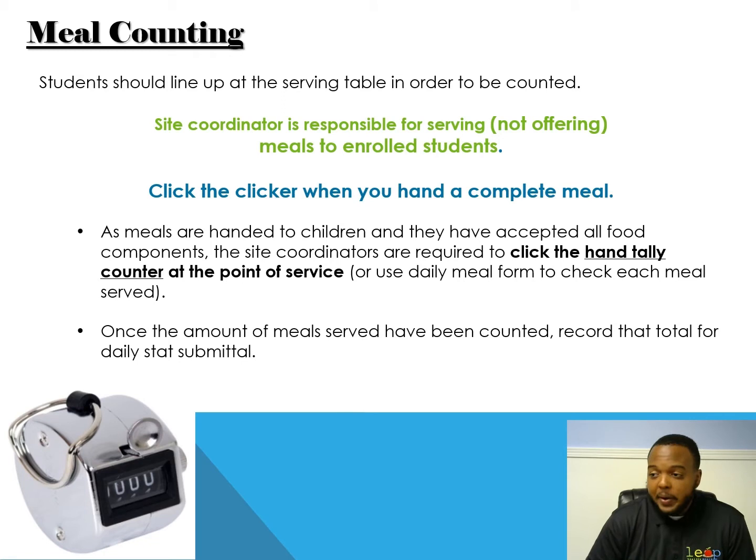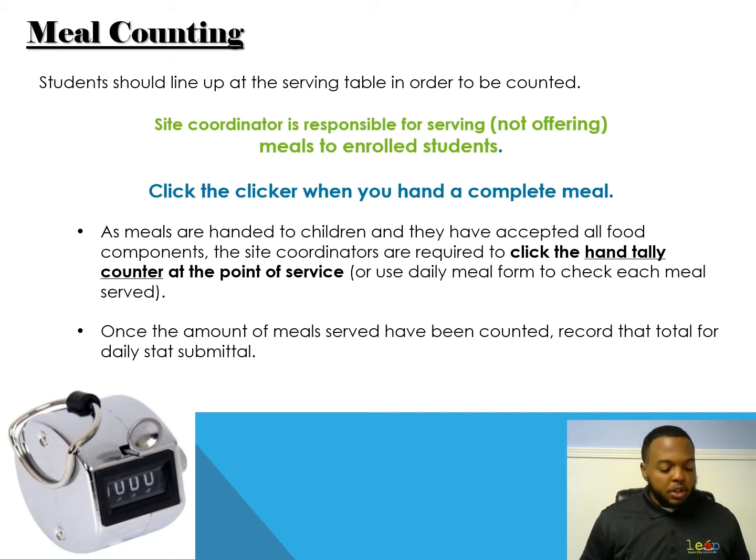Wait, and I don't mean to beat a dead horse, but you're saying that if I have 30 students, and I serve all 30 meals, it's obvious I served 30. You still want me to click the clicker 30 times? You want me to click it all at once, or what do you mean?